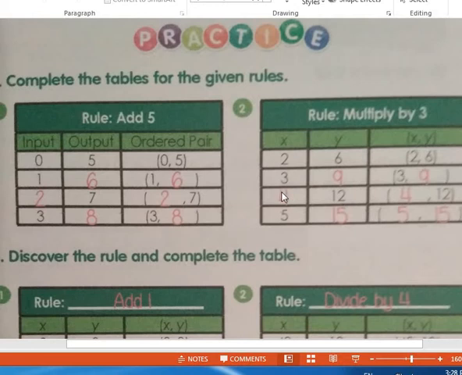And this is the missing one. So 4 is the answer. 4. Okay. Multiply 3 times 5 equals 15. Very easy. Yes, I know.